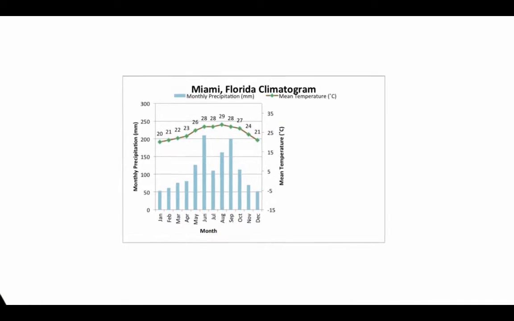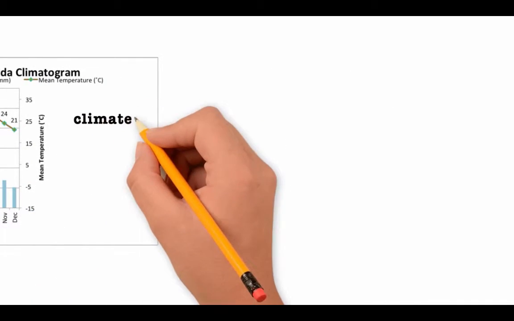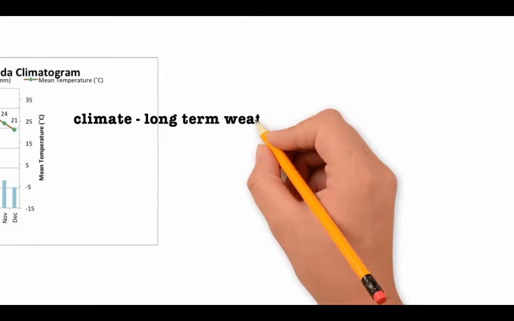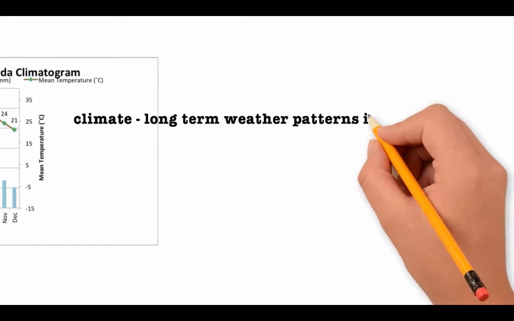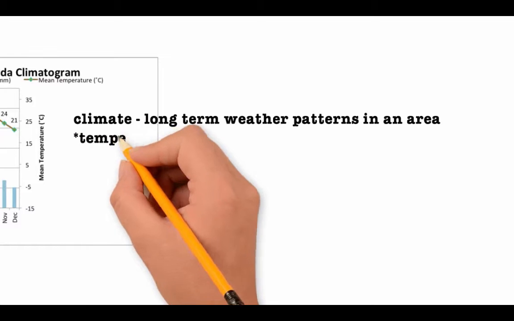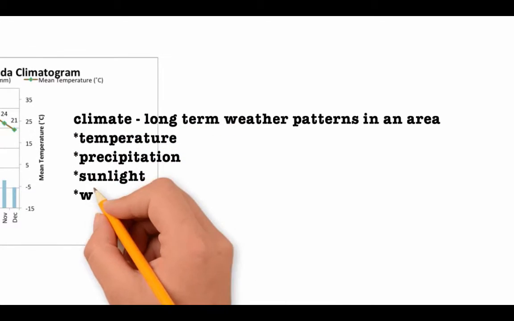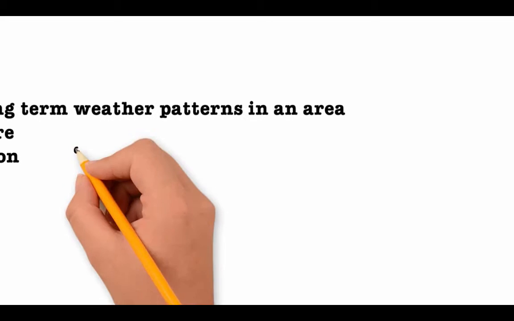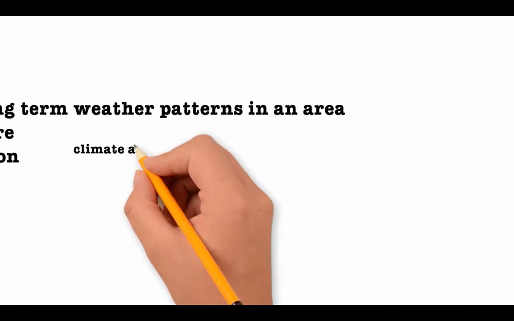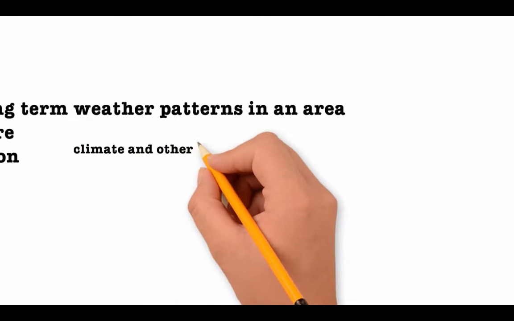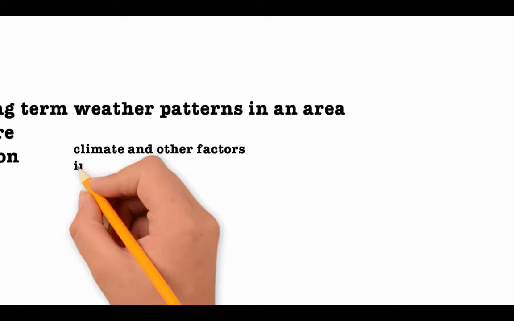The most significant influence on the distribution of organisms on both land and water is climate. Climate is the long-term weather conditions in a given area. It includes temperature, precipitation, sunlight, and wind. Climate and other factors influence where individual species can live.